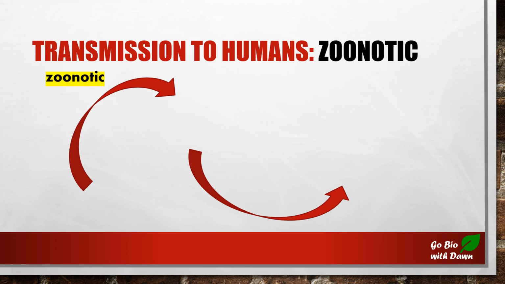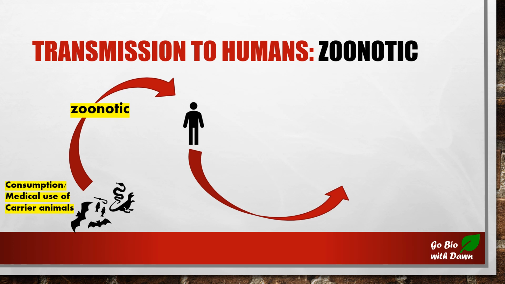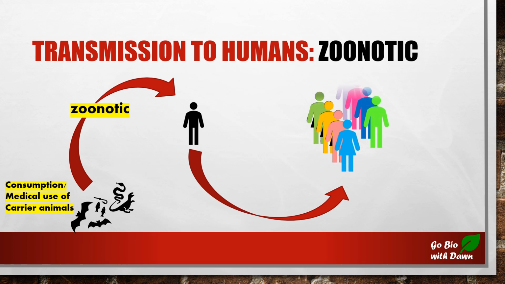This virus is zoonotic, meaning that it is transmitted between animals and people, possibly through the consumption or medicinal use of the carrier animals. The virus is subsequently transmitted from one person to the next through respiratory droplets, such as coughing or sneezing. The respiratory droplets can also land on fomites or surfaces such as clothing and furniture and survive for many hours. Therefore, by touching these contaminated surfaces and reaching for your face with your hands, the virus can easily enter your body through the mucous membranes of your nose, eyes, and mouth.